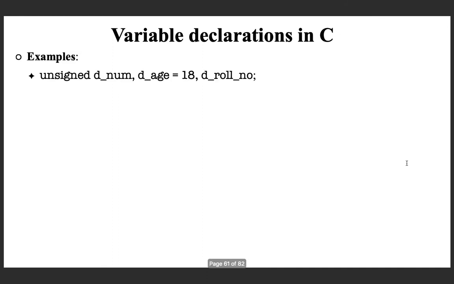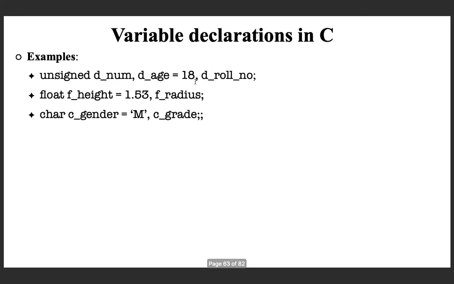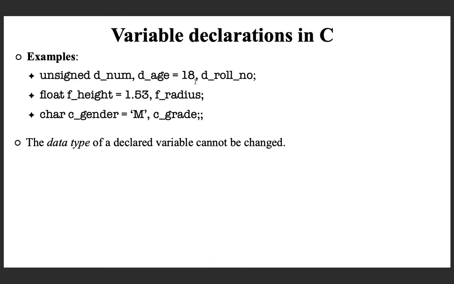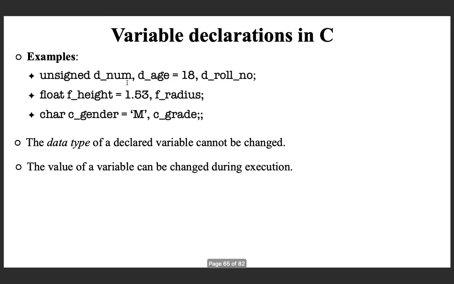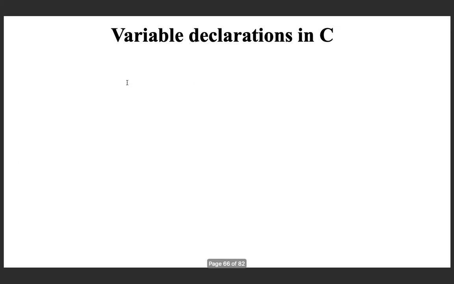Now you can see variable declaration examples. Here dnum, a decimal number variable, is declared, and age is also initialized, you can just verify. Here there are two floating variables declared, and here two character variables. In each case, one of them is also initialized. And once you declare, the data type of a declared variable cannot be changed. Now it is declared as unsigned integer. After that, you cannot change the data type. The value of a variable can be changed, but the data type cannot be changed.